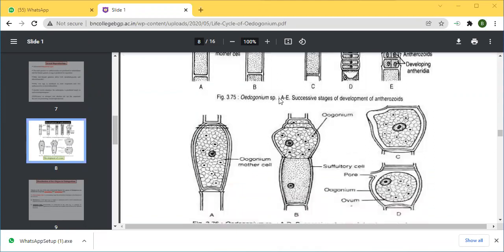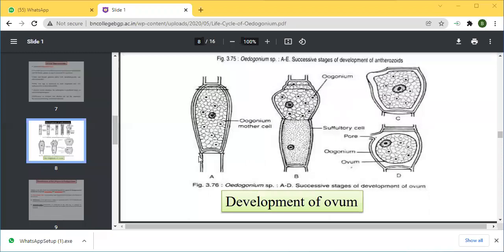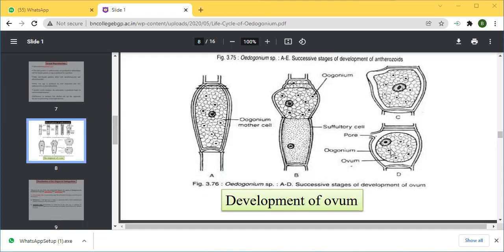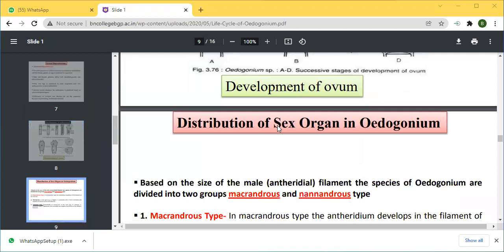See, this is the antheridium development and the oogonium development. In the filament, the oogonium mother cell divides and forms the oogonium. Next to the oogonium, the cell is called the suffultory cell, or supporting cell. After that, you can observe the oogonium development. After this, the ovum is also present in the oogonium. This is the sexual reproduction in Oedogonium.